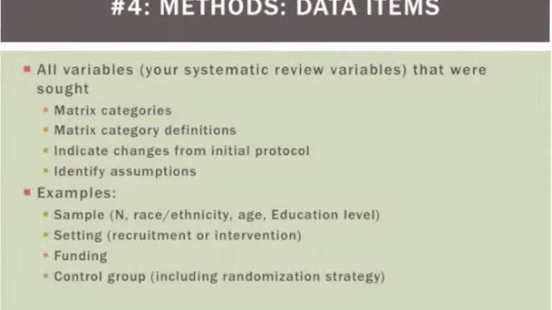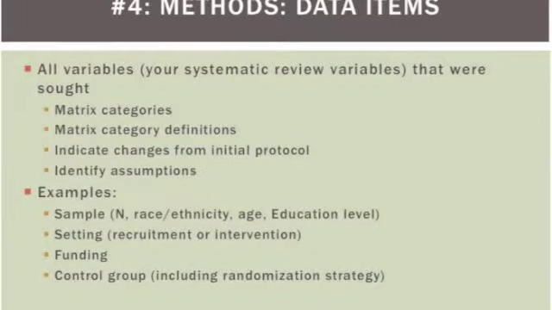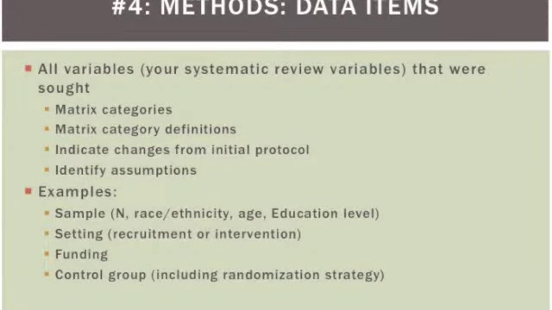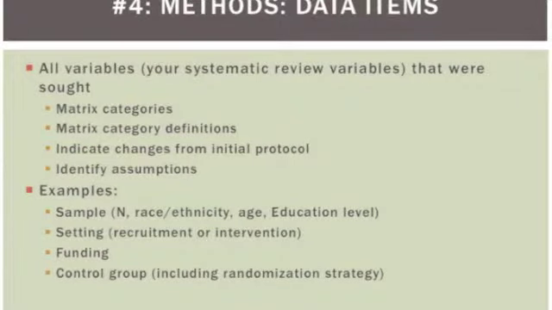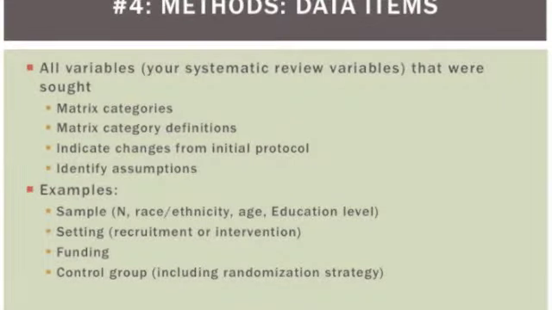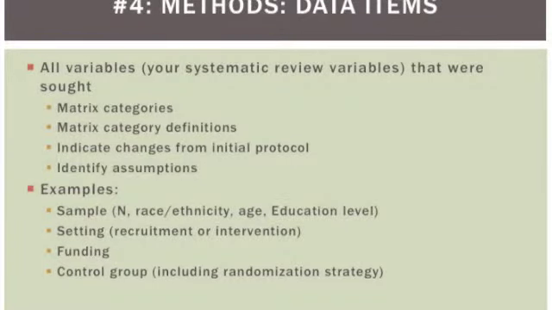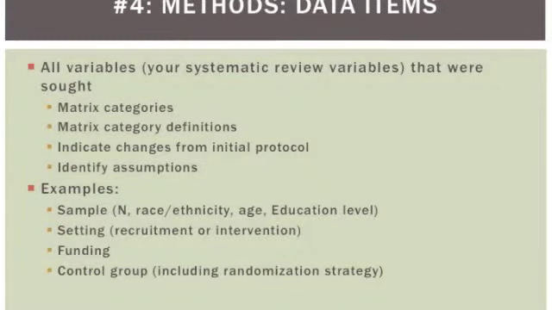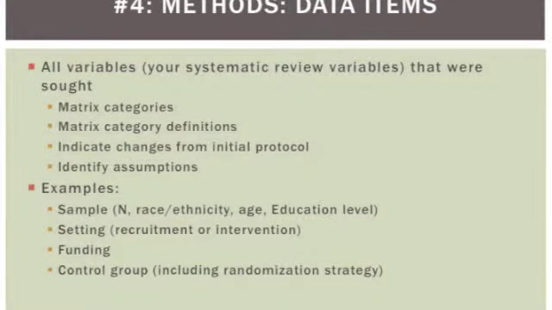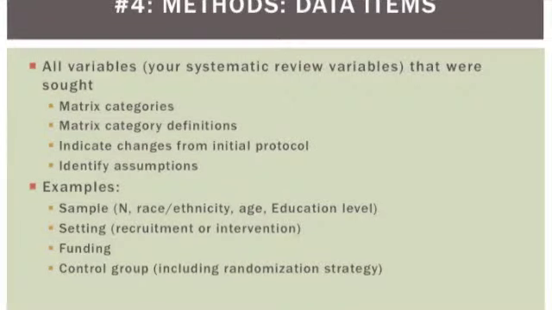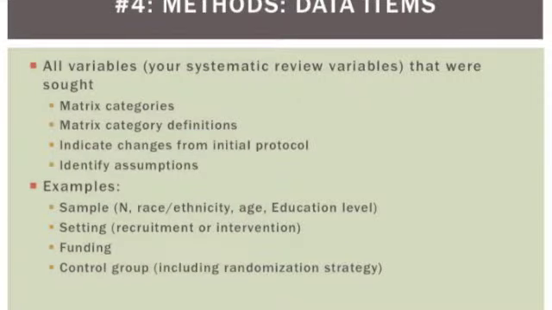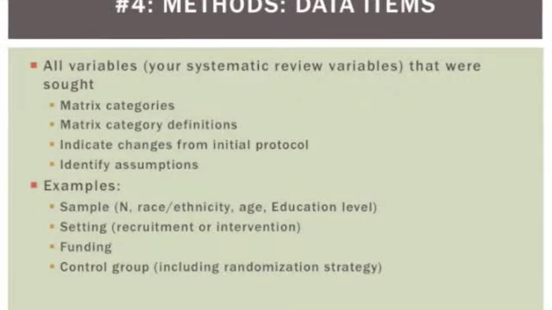In your methods, you want to indicate which data items were extracted. These are the variables, your systematic review variables, that were extracted. These are basically the matrix categories that you've determined, and then what those matrix category definitions are. You want to indicate any changes from the initial protocol and, again, the rationale for those changes. And you also want to identify any assumptions that you've made if the studies were not explicit in their definitions.